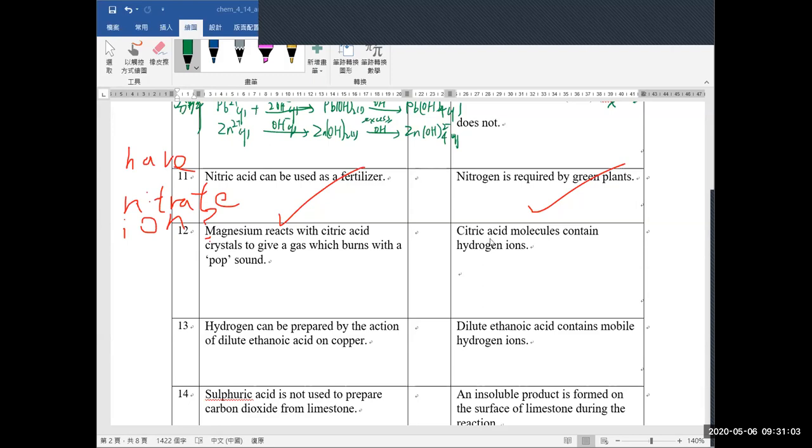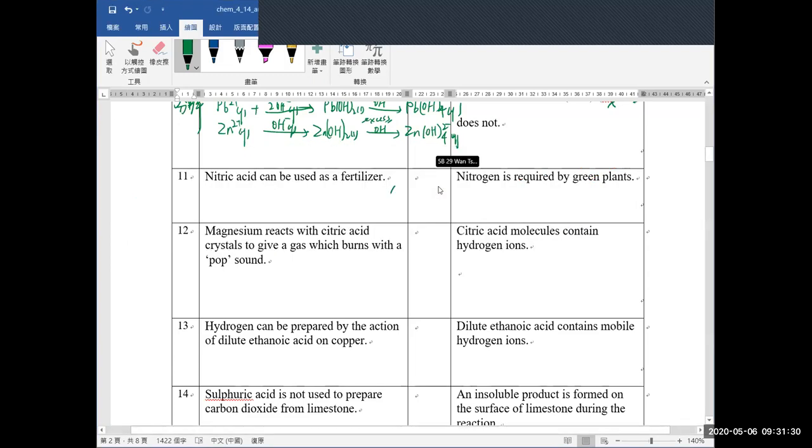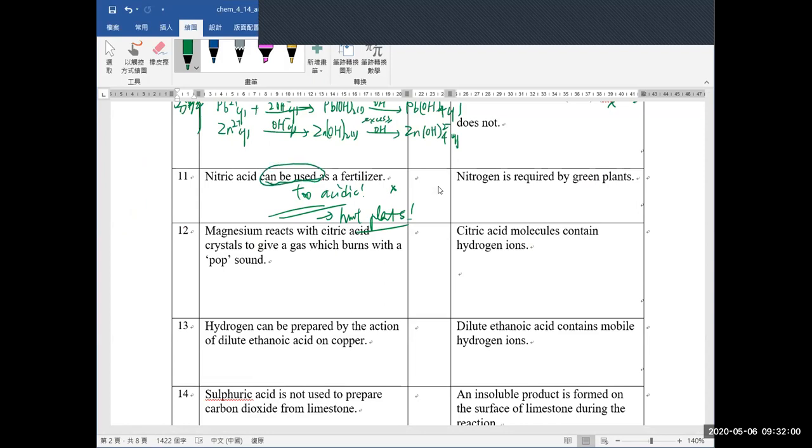Former one correct, later one incorrect. Nitric acid. So if you find that formula incorrect, okay, and incorrect. Why not? Yes, that's right. Too acidic. They will hurt the plants. Hurt plants cannot be used, which means that it is not normally used directly. So no, too acidic. Nitrogen is required for the green plants, is correct.